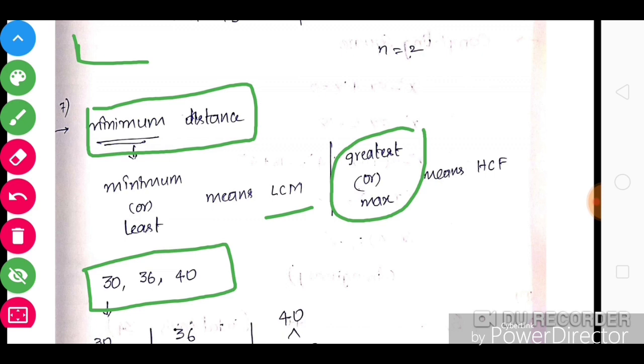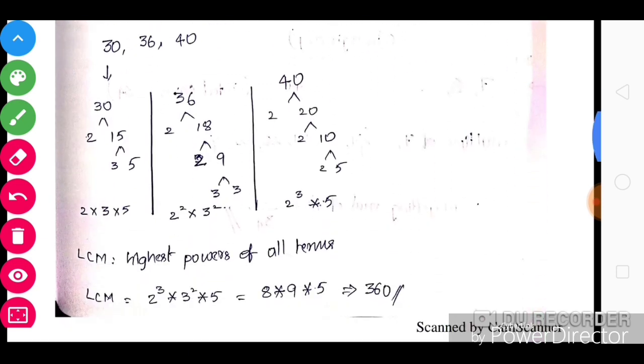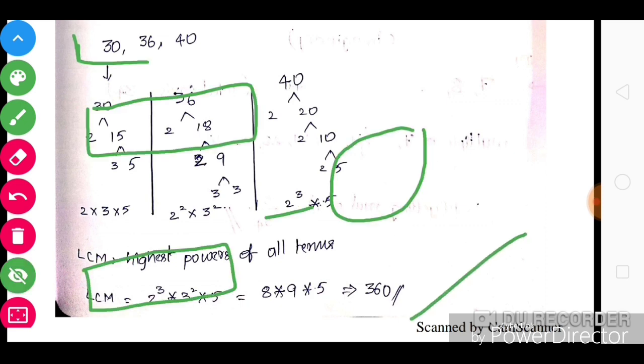So finding out LCM we have two methods, either by using prime factors or tree method. So whatever method we can use, we can find. So I'm getting the answer as 360. Okay, 360 is my answer.